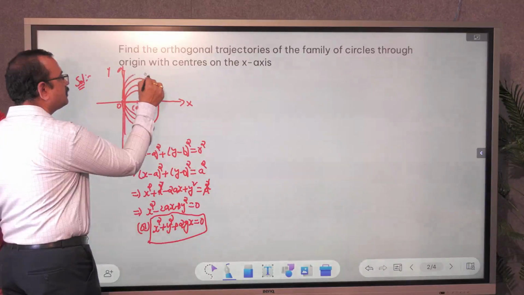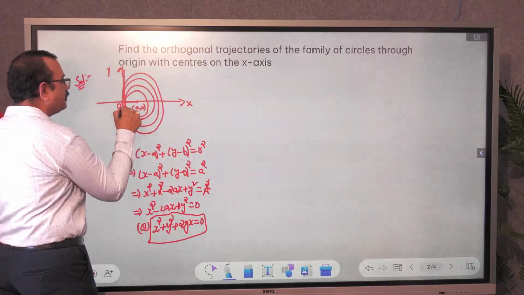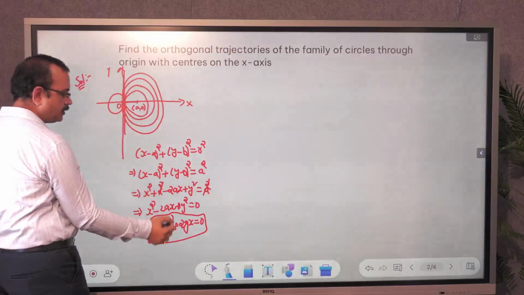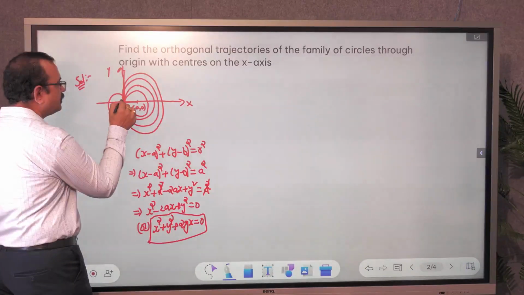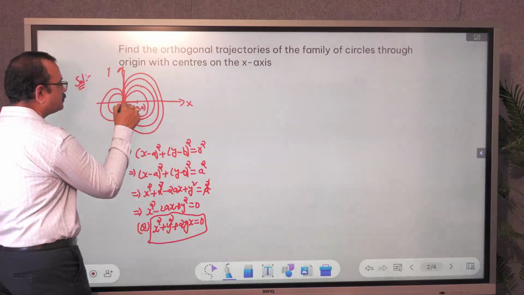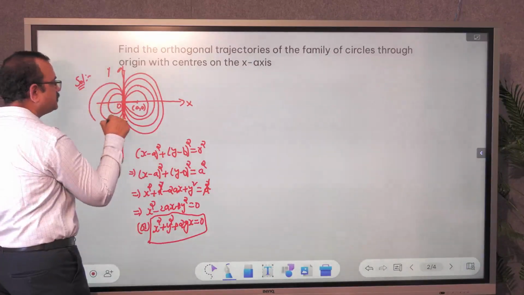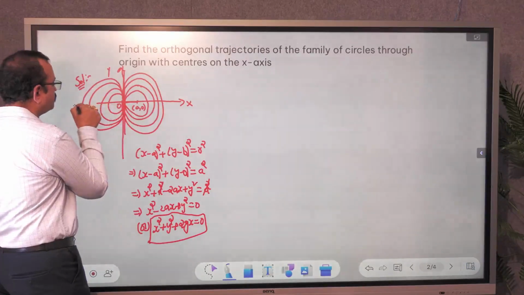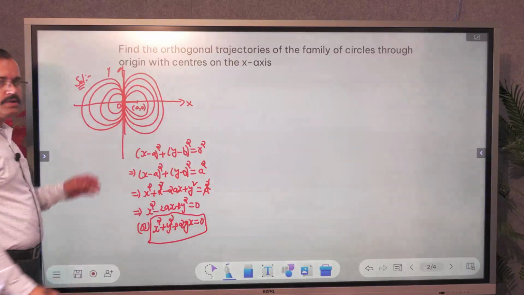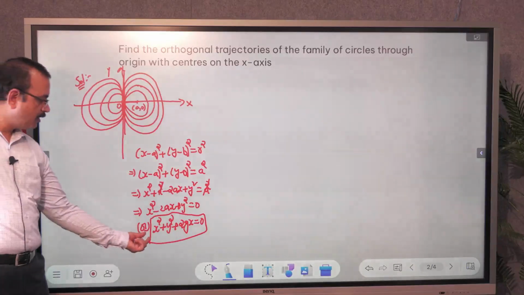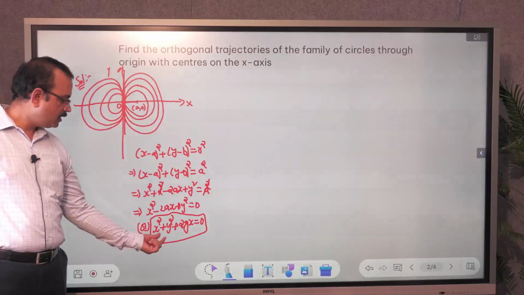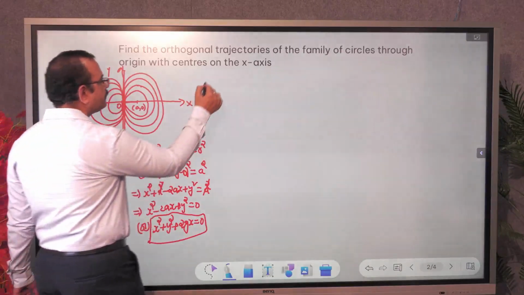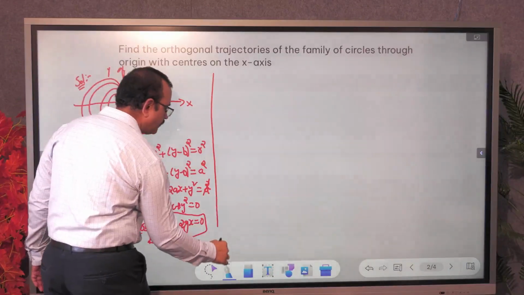So maybe all the circles like this. How many circles do we find? Infinitely many circles. They may not be only on this side, on the negative side also. That's why in general here we wrote 2gx. That may be on the positive side or negative side, whatever it may be. So like this, we may have infinitely many circles passing through the origin and having centers on the x-axis. So for that family, now the general equation is x square plus y square plus 2gx is equal to 0.